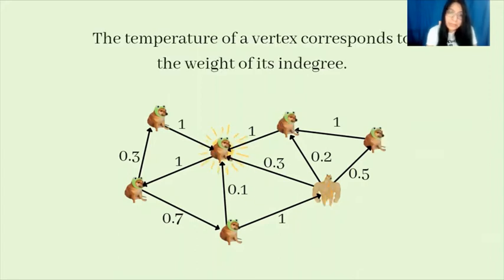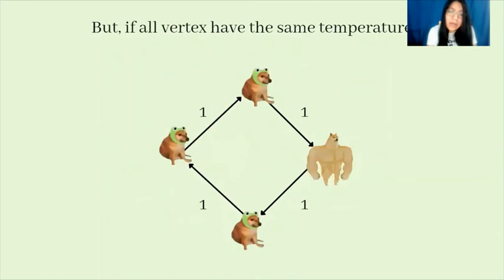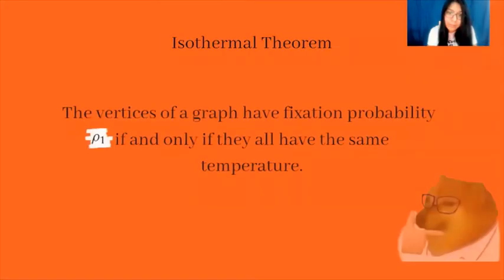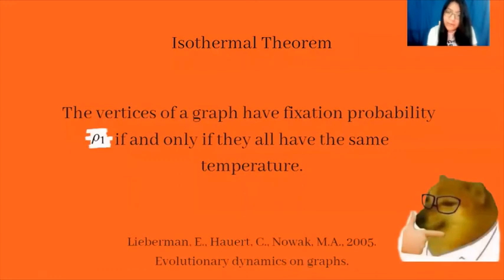The temperature of a vertex corresponds to the weight of its in-degree. A vertex is hot if it's replaced often, and cold if it's replaced rarely. But if they have the same temperature, we have the isothermal theorem. This theorem ensures that the vertices of a graph have the same fixation probability if and only if they all have the same temperature.